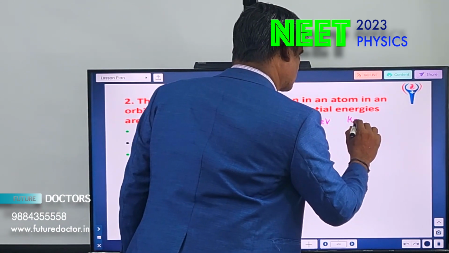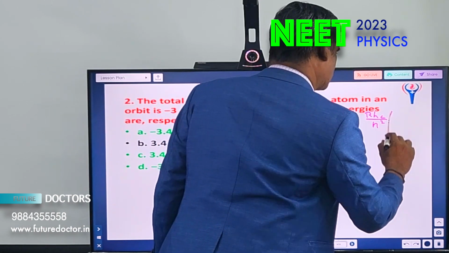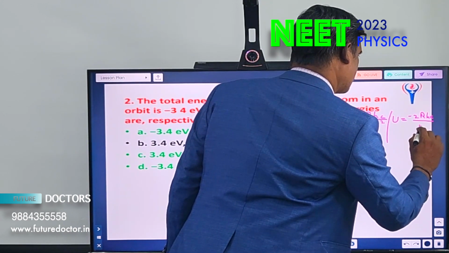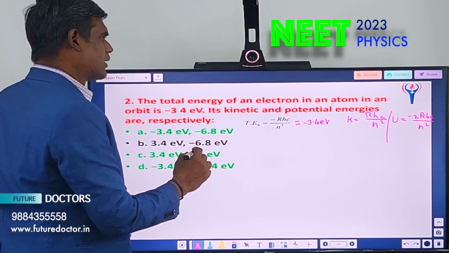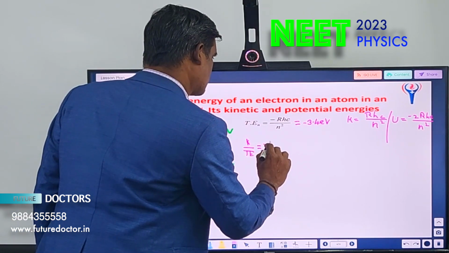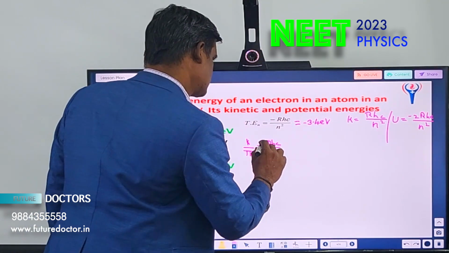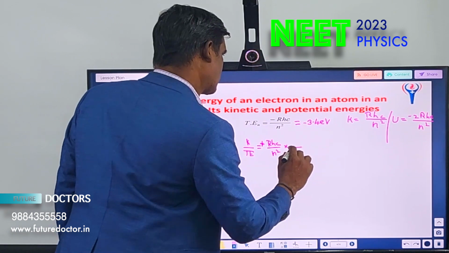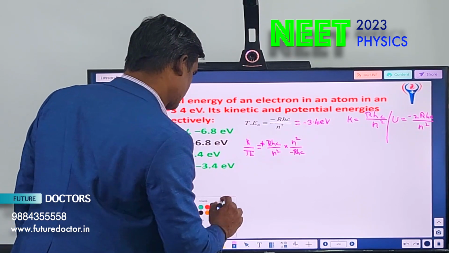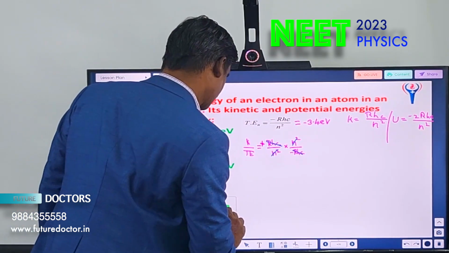Kinetic energy K, the formula is RHC by N square, and potential energy U equal to minus 2 RHC divided by N square. Okay, now you want to find kinetic energy in terms of total energy. So K by total energy equals RHC by N square into total energy, which is minus RHC by N square, getting a minus sign. Now this N square and RHC get cancelled, and we just get minus 1.